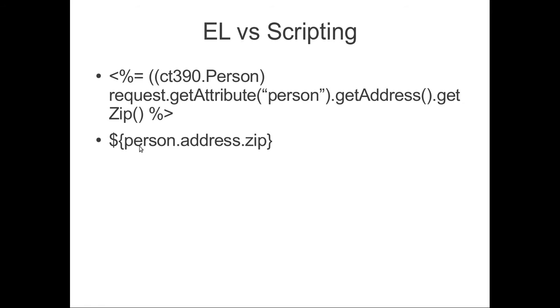So this is just by default going to go get the attribute named person, get the address off of them, and get the zip. So we have this dot notation. We just navigate this nested set of objects with dots. So person dot address means use the getAddress method off of the person, and then dot zip is use the getZip method off of the address object. So it's fairly simple and pretty powerful.